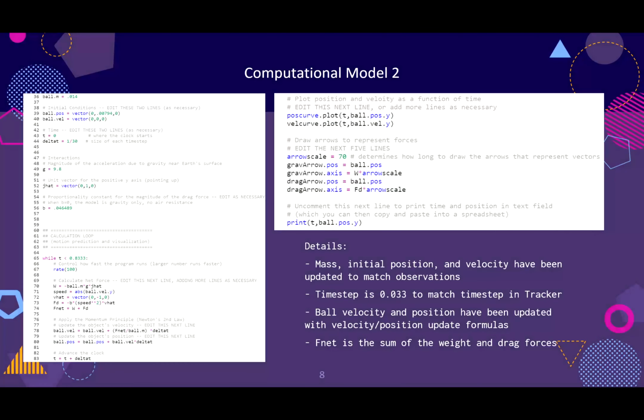Here is a screenshot of the code for the second computational model I created. I made the same adjustments as I did for the first model, except this time I also considered a drag force to be acting on the falling object. To add this to the net force, I created three new variables: speed, v hat, and fd. These represent the magnitude and direction of the velocity vector and drag force. The drag force is the product of the square of speed, v hat, and the drag constant b. I found b by plugging in values until the final position predicted by the model matched the final position extracted from Tracker.